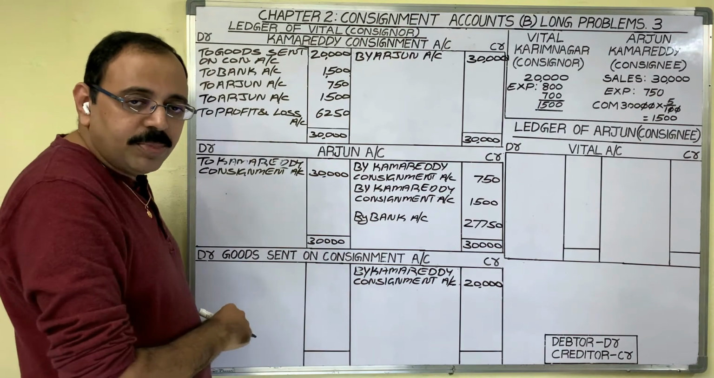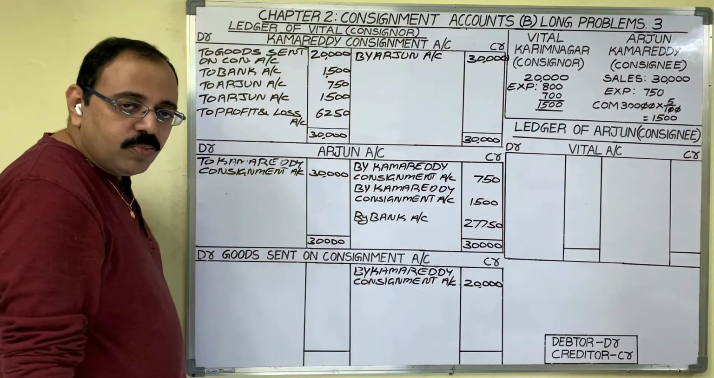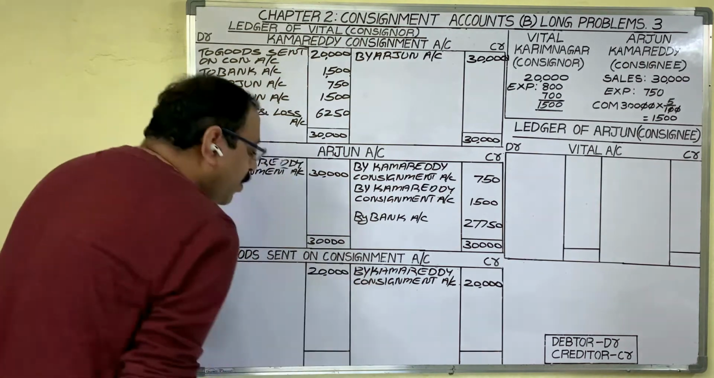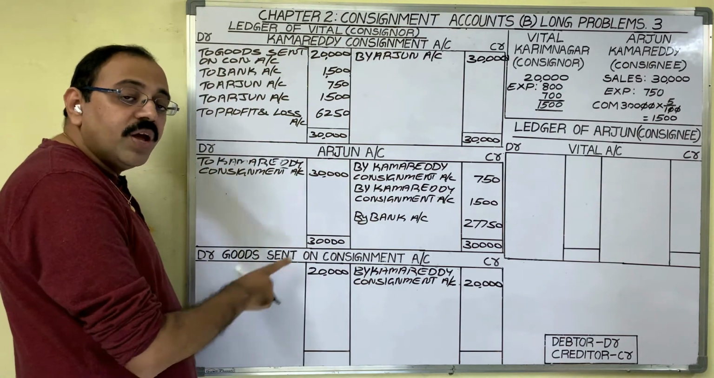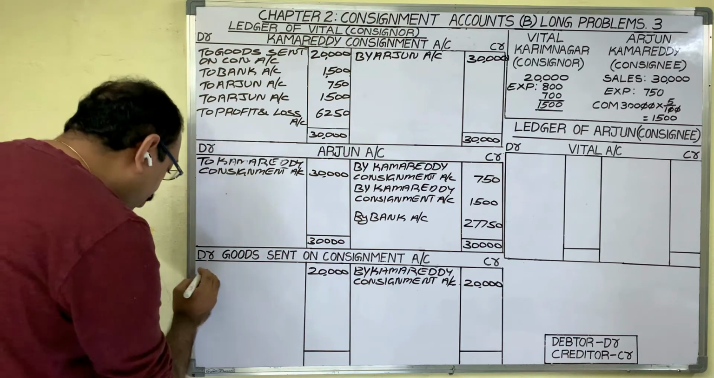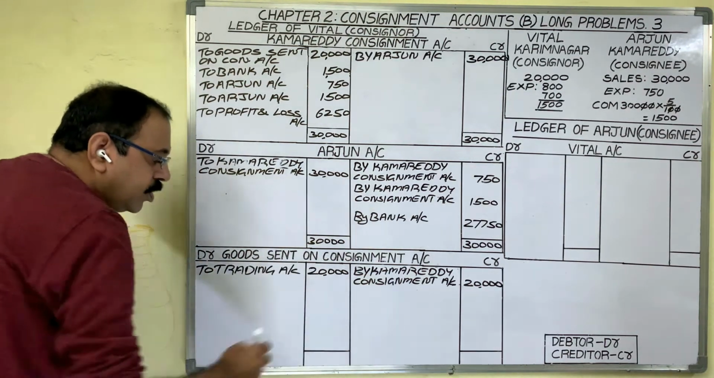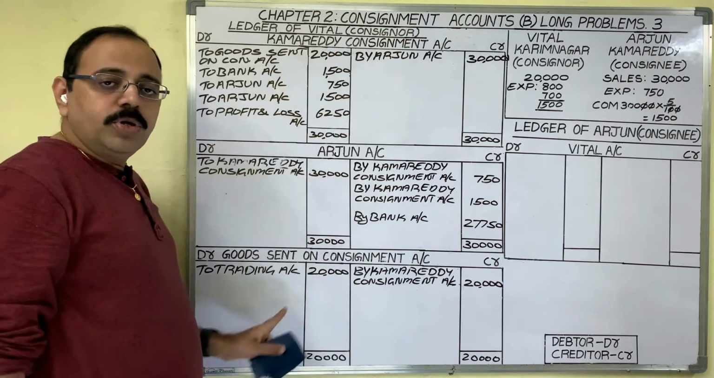Goods sent on consignment account. The credit side total is more. So on the debit side, write down the same amount. By transferring to trading account, we have to close this account. Therefore, on the debit side we should write "to trading account." On the two sides, put the totals. Consignor books completed.